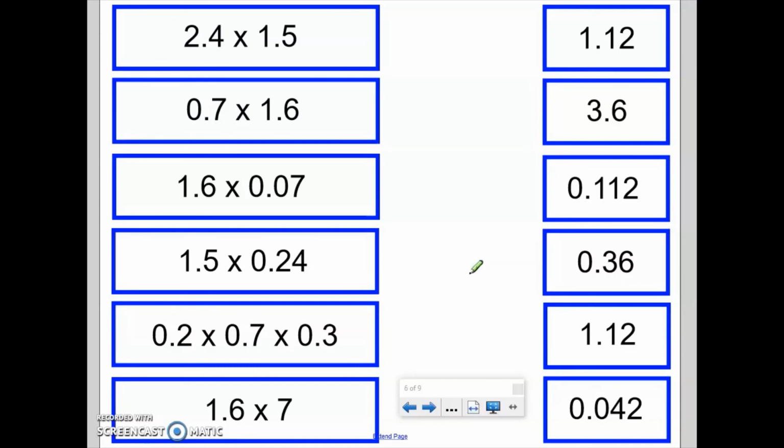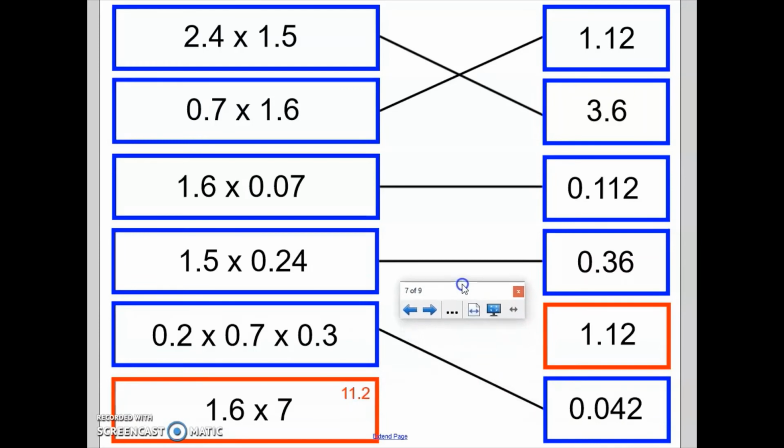Okay, welcome back. I'll just show you my matchings. So my answers look like this. The odd one out was the last question, 1.6 times 7. If we make that 16 times 7, we do get 112, but for this answer, I put the decimal point in at the incorrect place. There are 2 numbers after the decimal point here, and only 1 in the original question. So my answer should have been 11.2. All of the others match up quite nicely.